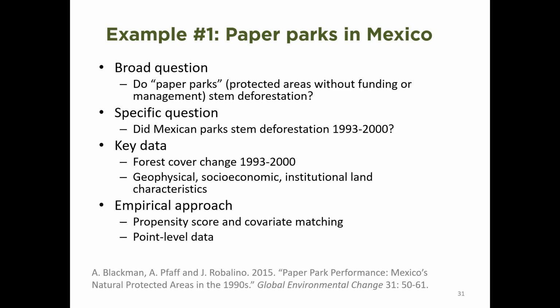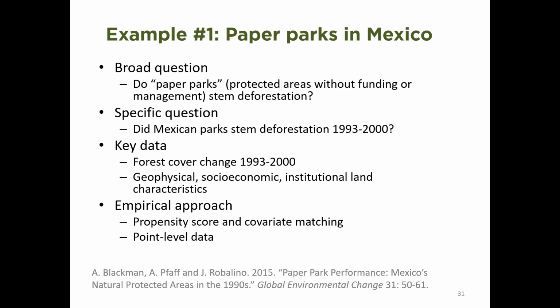So the net effect of paper parks on deforestation is an empirical question. And in order to answer that question, we looked at the effectiveness of paper parks in stemming deforestation in Mexico during the 1990s. This was a period where there was very little funding or management of national parks. The average expenditure on protected areas during the 1990s was on the order of about a penny per hectare per year. By comparison, here in the States during that period, we spent about $30 per hectare per year on national parks.